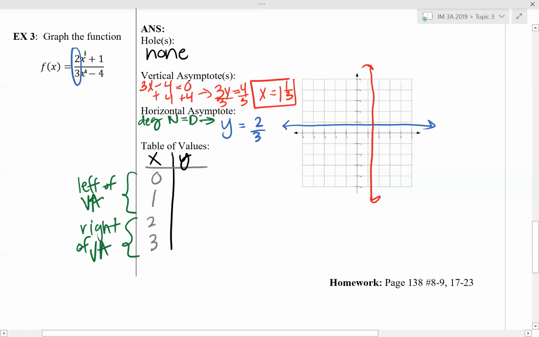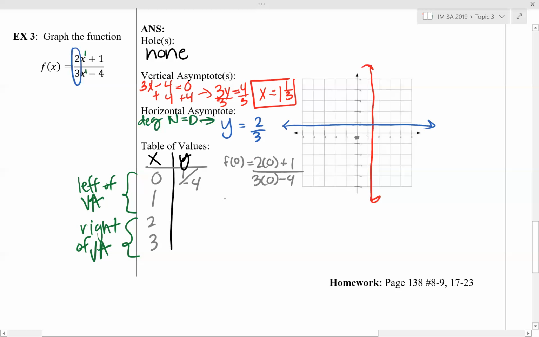To find the y coordinates of those points, what we're going to do is plug those x values into f of x. So f of 0 is 2 times 0 plus 1 over 3 times 0 minus 4. The 0 means that this is just 1 over negative 4. So at 0, our y coordinate is negative 1/4. So that's going to be about there.